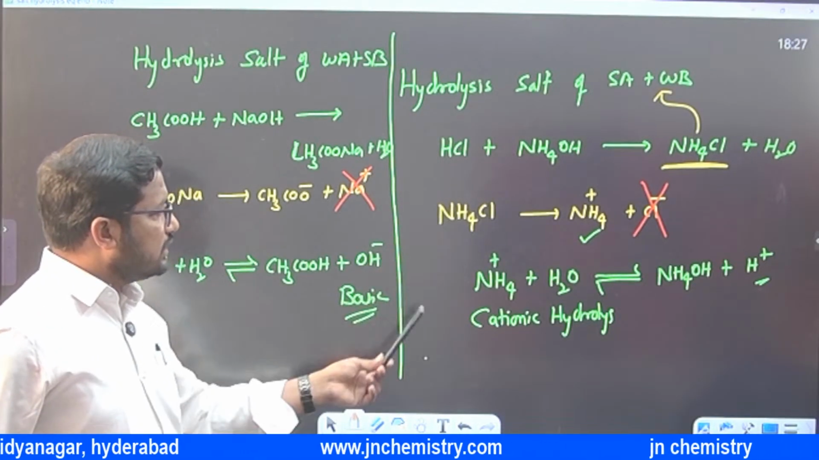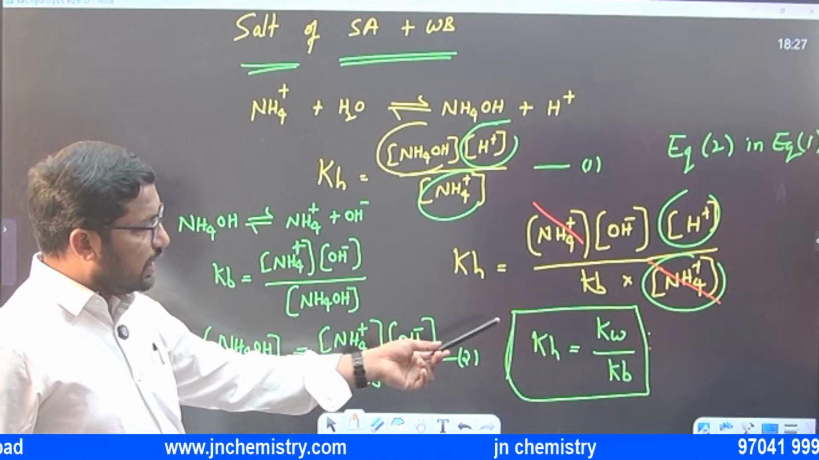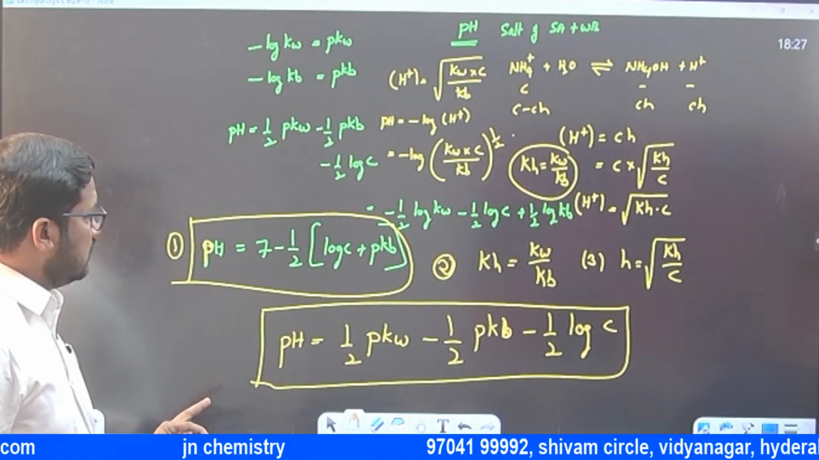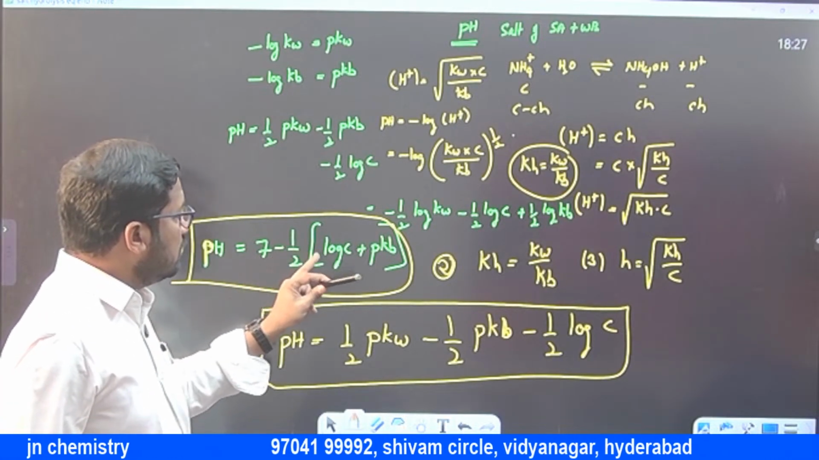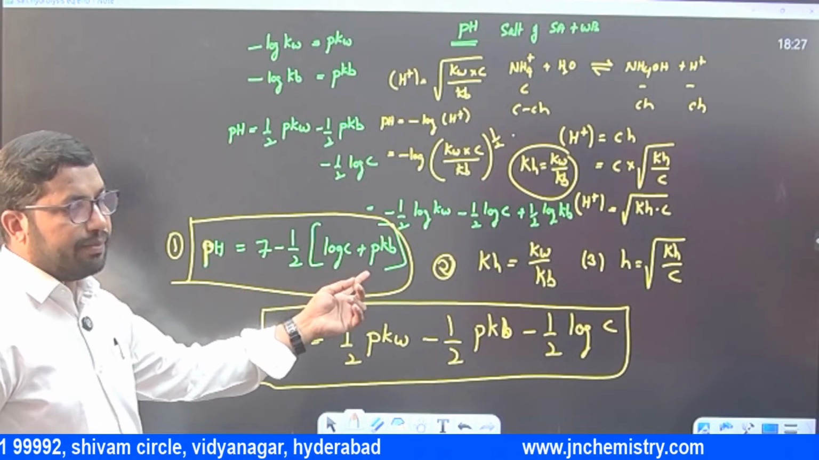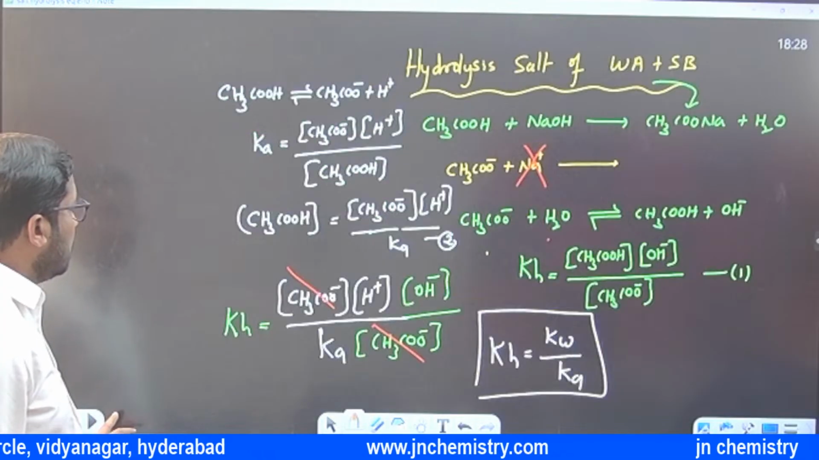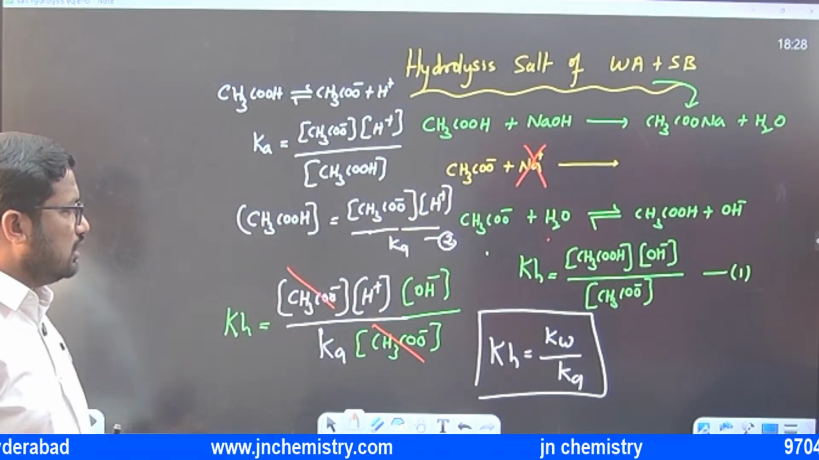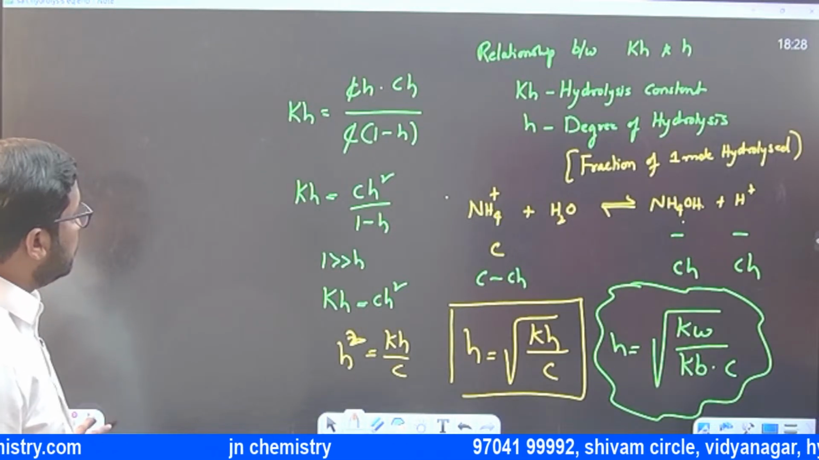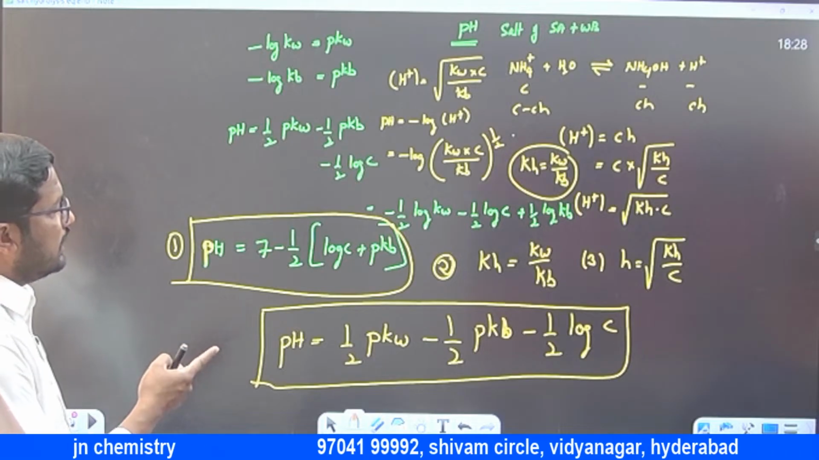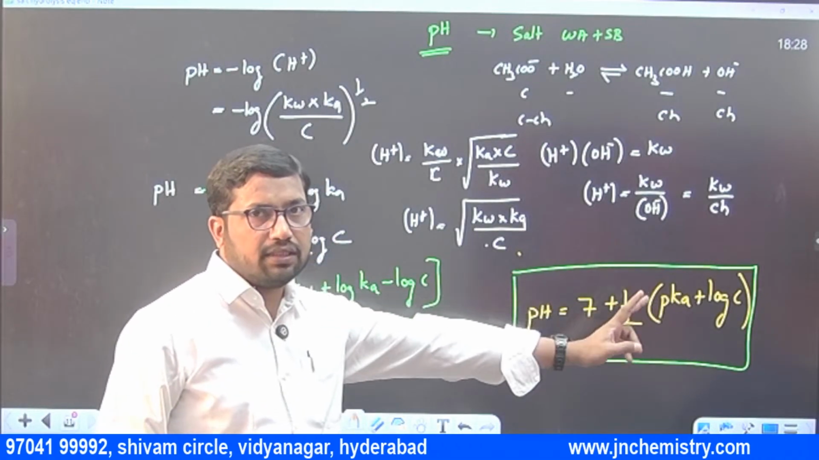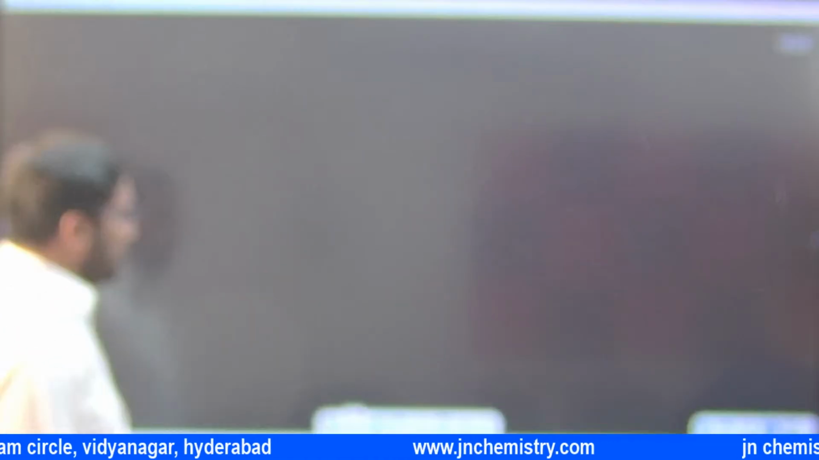Hydrolysis of salt of strong acid and weak base, which we discussed yesterday. So Kh is equals to Kw by Kb, and h value and pH. So pH is 7 minus 1 by 2 log C plus pKb, try to remember this. And this is salt of weak acid and strong base, weak acid and strong base. Strong acid, weak base, you will get the previous one, and in this case pH is equals to 7 plus 1 by 2 pKa plus log C, Kh and h. Right. Next, today.